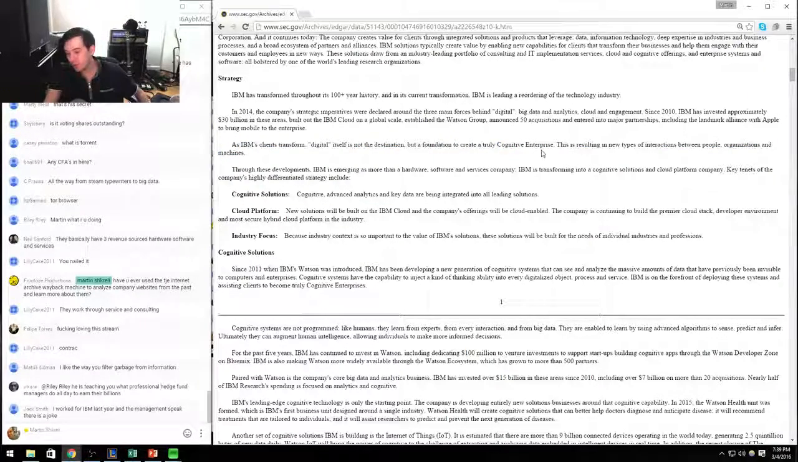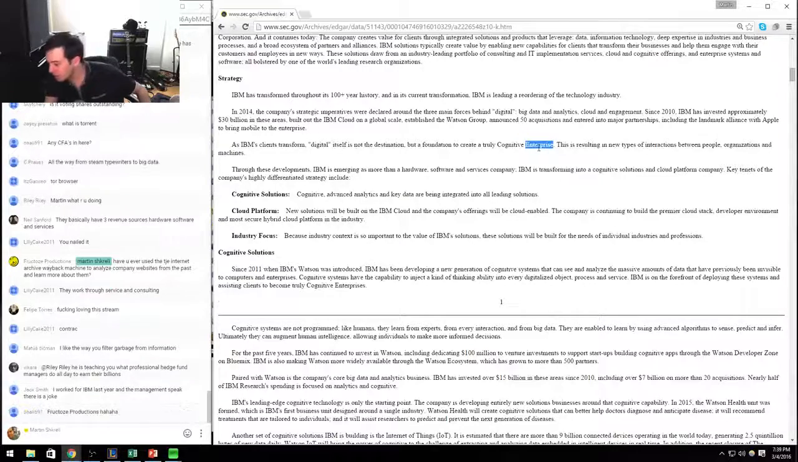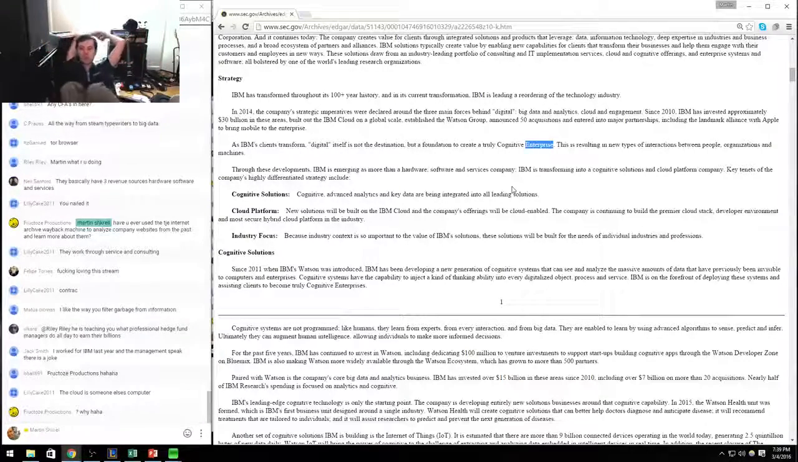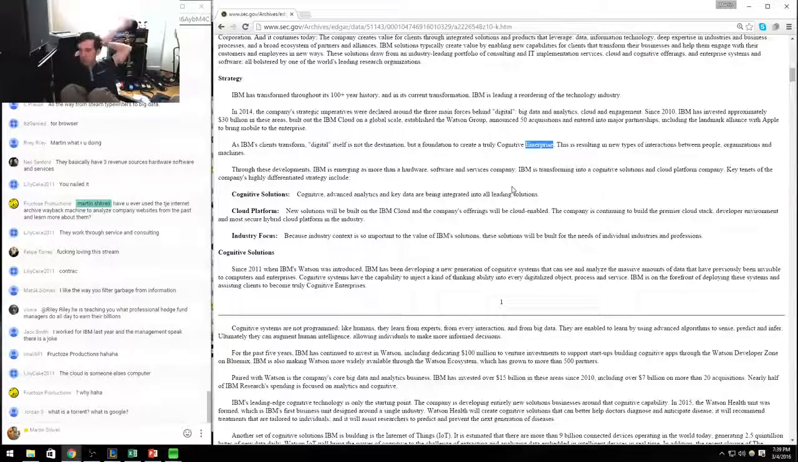So we use the phrase enterprise often in business to mean businesses, as opposed to the consumer. The enterprise is other companies. So IBM is mostly an enterprise software and services company. They don't sell to consumers. There's no IBM computer you can buy. You'll never interface with IBM as a consumer. So keep that in mind. They sell to big businesses like JP Morgan and Walmart.